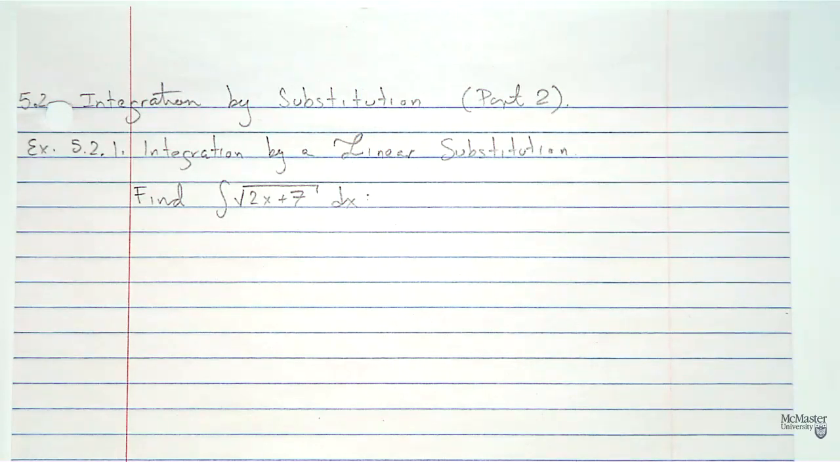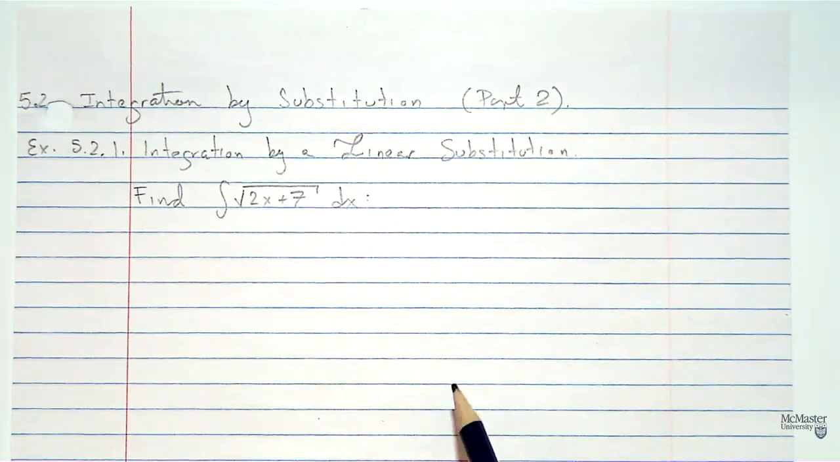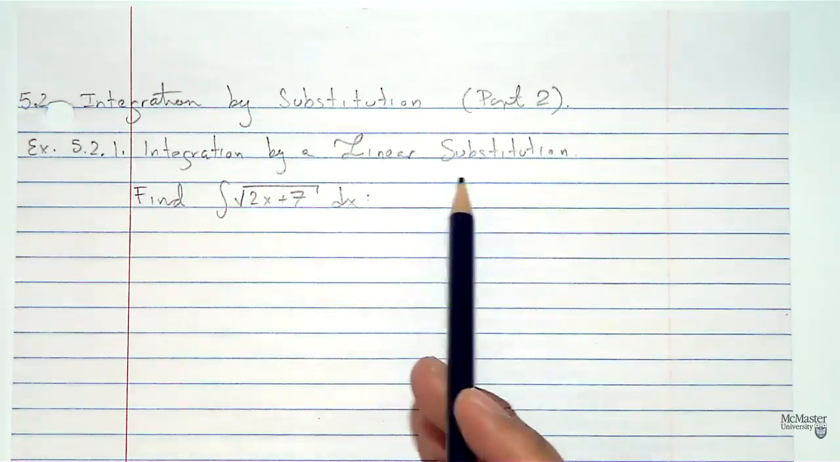Okay, so let's continue with our section on integration by substitution. Last class we saw the theory. Today it's all about examples, starting from the simplest one. The first one is to integrate using a linear substitution.